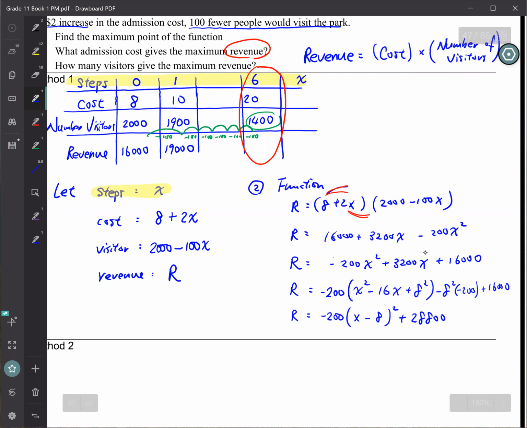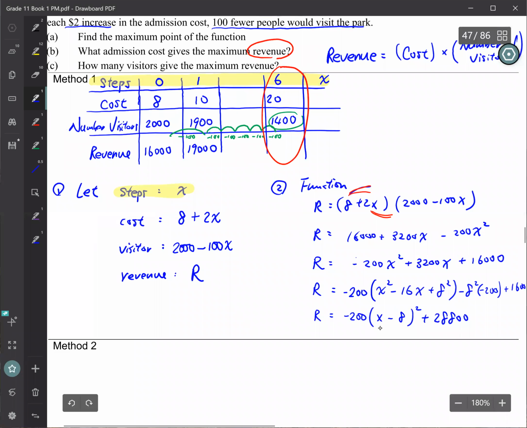Anyone got different? Angela, what do you have? Do you have the same standard form? I have 28,800. So same thing. Oh yeah, sorry, I didn't see the end. Okay, anyone got different? This one is correct. Anyone have different and want to find out why you got it wrong?